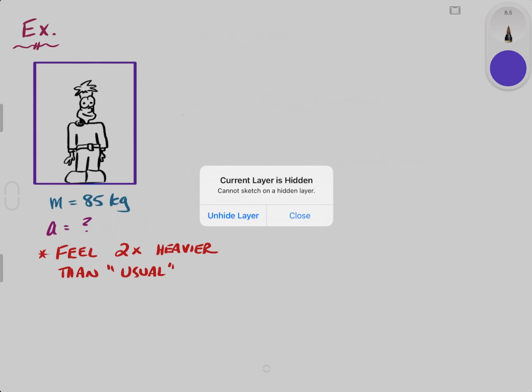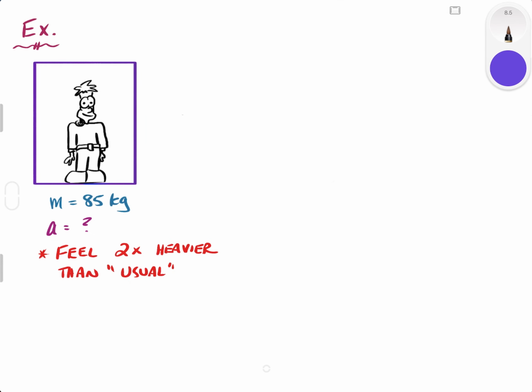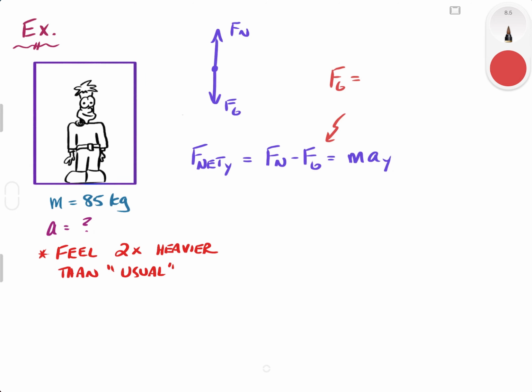All right, so let's draw our free body diagram here. We don't know which direction it's going in, so I'm just going to write Fn, and I'm going to write Fg. And we don't know which one's greater, so I'm going to leave that for right now. My Fnet y. Well, I still have Fn going up. I've got Fg going down, and that's going to equal May. So let's go ahead and figure this out. So we'll do Fg, which we know is going to be mass times 9.81. So 85 times 9.81. So of course, the weight of this person is 833.85 newtons.